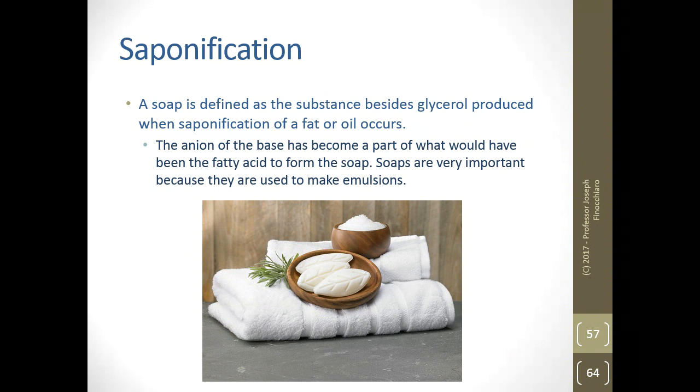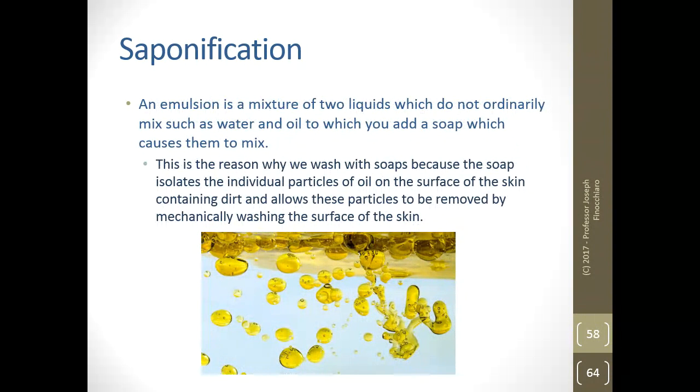A soap is defined as the substance, besides glycerol, produced when saponification of a fat or oil occurs. The anion of the base has become a part of what would have been the fatty acid to form the soap. Soaps are very important because they are used to make emulsions. We've seen that an emulsion is a mixture of two liquids which do not ordinarily mix, such as water and oil, to which you add soap, which causes them to mix.